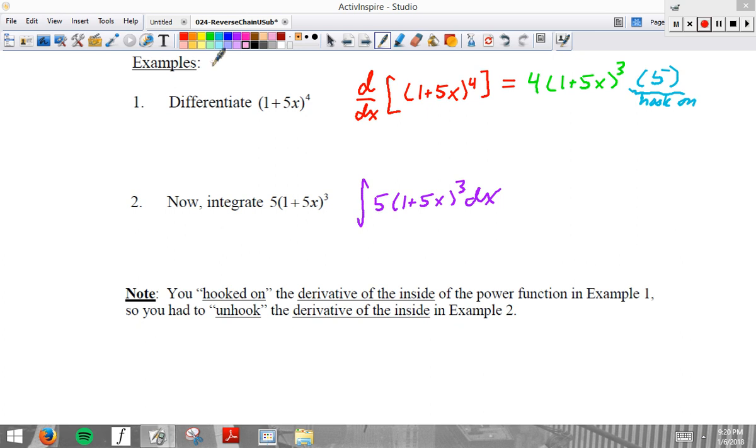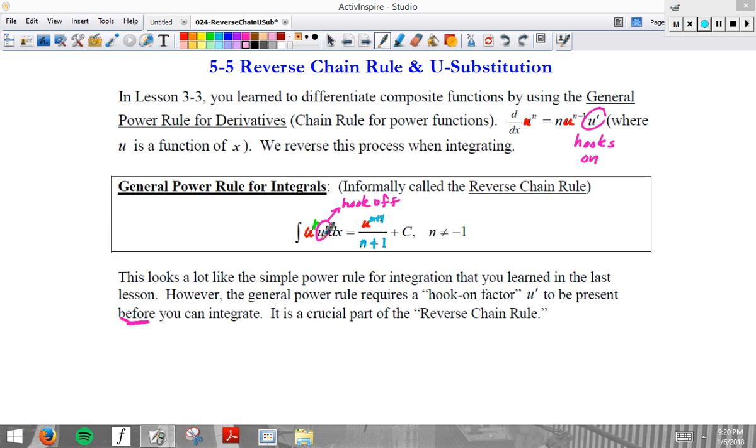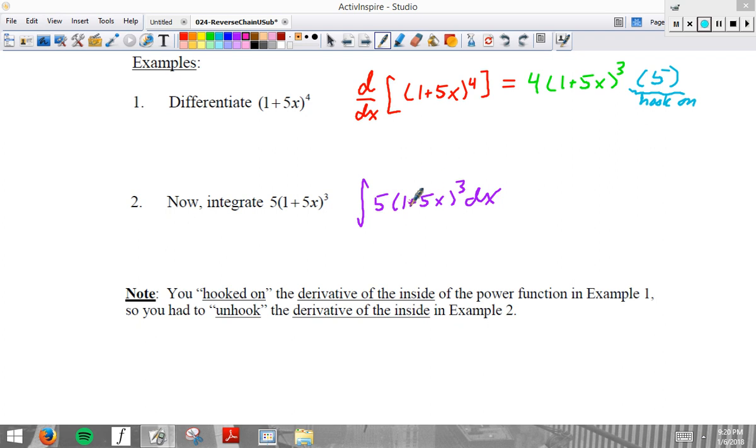So, I have to look at this and I say, so I need this hook off factor. I need this derivative of u to be there. Well, what's the derivative of 1 plus 5x? The derivative of 1 plus 5x is still 5. And that 5 is right here. So that hook off.